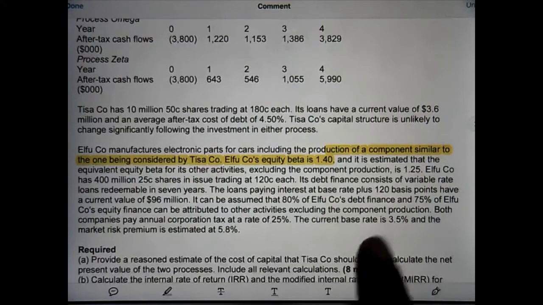This is a bit tricky because the examiner has given you two equity betas, correct? It says here, production of component or similar is 1.4 and its estimated equivalent equity beta of other activities, excluding the component production, is 1.25. That means the component production is slightly higher risk. Are you clear now why the beta is higher? Higher beta means higher risk, correct?